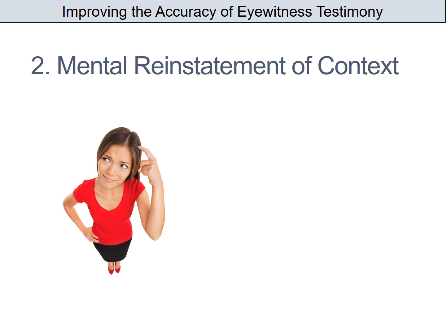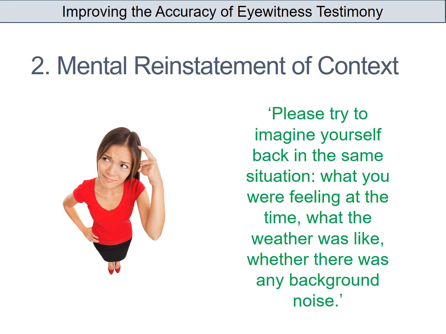In this second component, mental reinstatement of context, the police officer is going to ask the eyewitness to imagine what it was like when they were back in that particular situation. So they may say something such as, please try to imagine yourself back in the same situation, what you were feeling at the time, what the weather was like, whether there was any background noise.